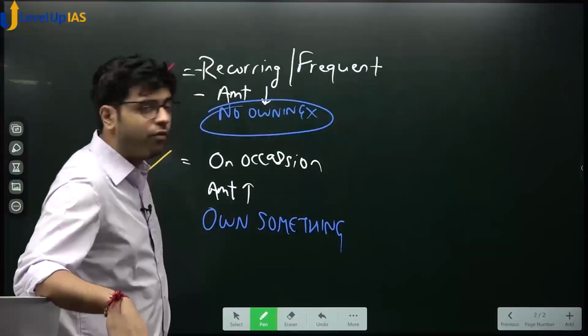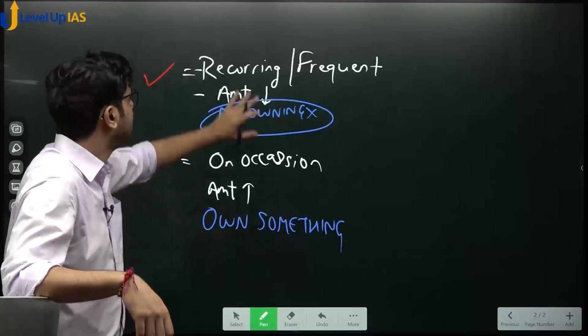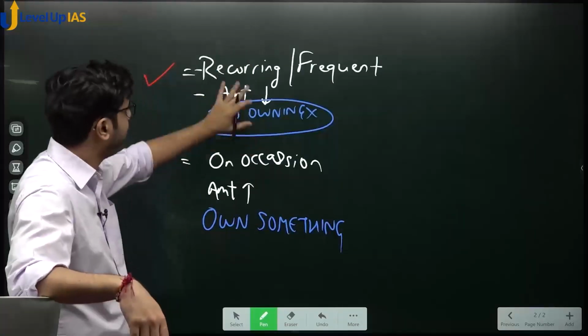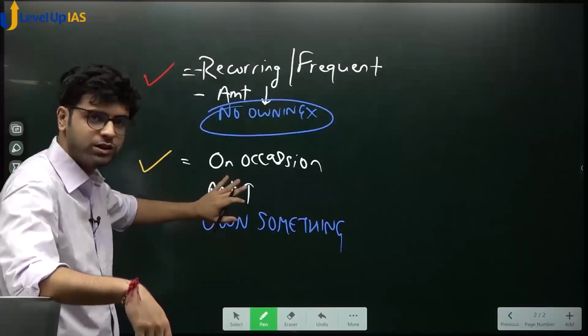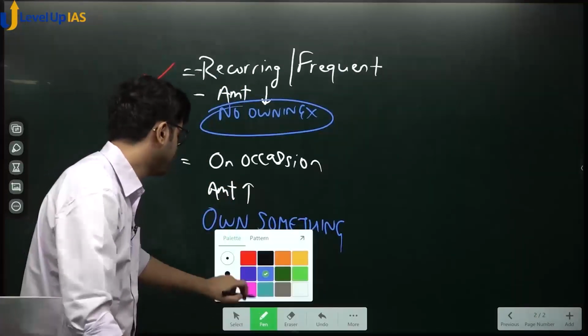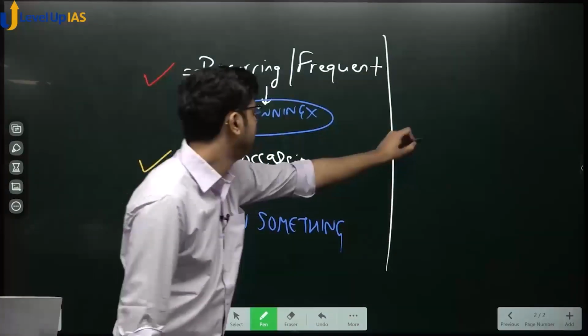So this does not lead to owning anything. This leads to owning something. This is recurring, frequent. This is on occasion. The amount is usually lower, it might be high sometimes. The amount is usually higher. These kind of transactions, the red ones, these kind of transactions.